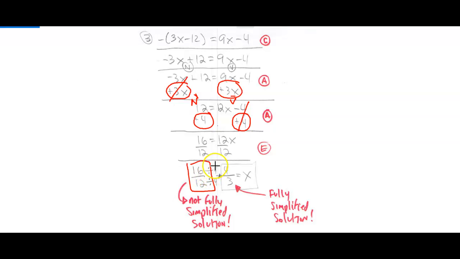What do 12 and 16 have in common? The largest number they have in common, a factor, it's going to be 4. If I was to divide 16 by 4, I would get 4. If I was to divide 12 by 4, I would get 3. So this is the fully simplified form of that.